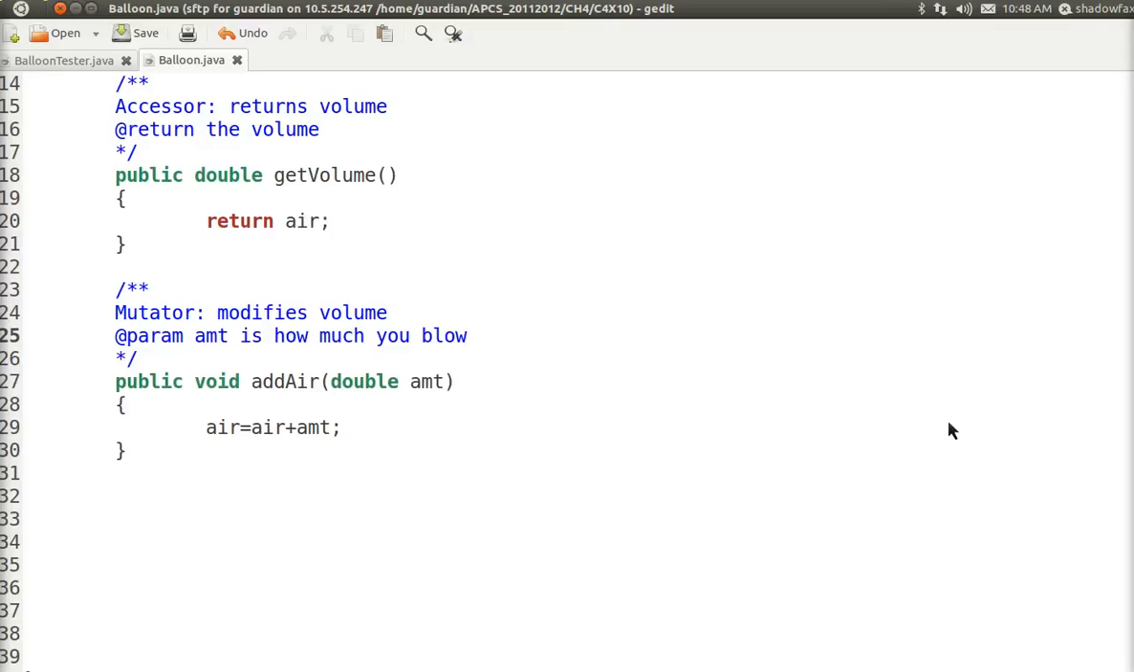1, 2, 3, 4, 5, 6, 7, 8, 9, 10. Here, public balloon, open parentheses, close parentheses. All right, it's a constructor with no input, right? Okay, save it. All right, so where's your shell? There it is. Okay, try that.